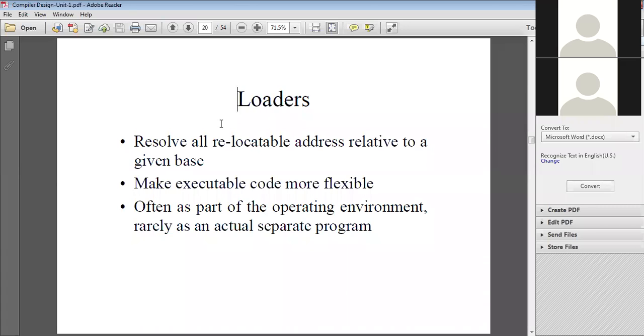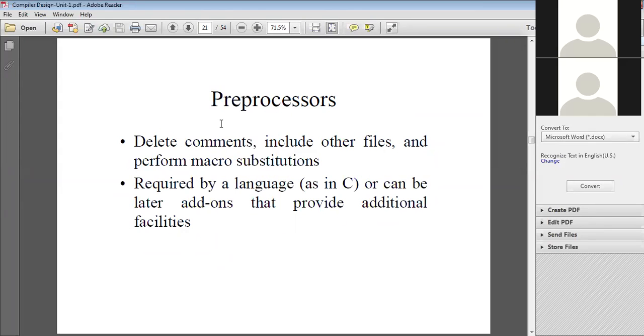So the loader also makes the executable code more flexible, often as part of the operating environment. Linkers and loaders are parts of the operating environment. Without the linkers or loaders, you cannot operate your program, rarely as an actual separate program. So these are linkers and loaders. These are separate programs, called small programs but necessary programs.